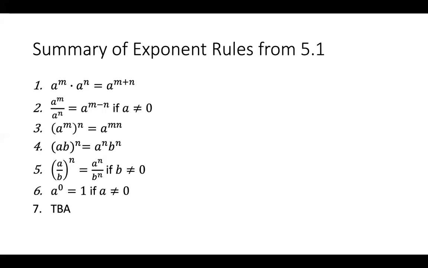All right, so we'll start with a summary of the exponent rules that we learned in section 5.1, which you see here. Number 1 is the product rule. Number 2 is the quotient rule. Number 3 is the power rule. Numbers 4 and 5 are the product to a power rule and the quotient to a power rule. And then finally, number 6 is the zero exponent rule. And I had mentioned back in 5.1 that there was a rule number 7 coming. So that's where we're going to pick up this rule. And that is the negative exponent rule.